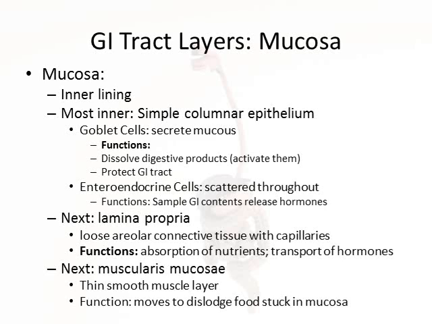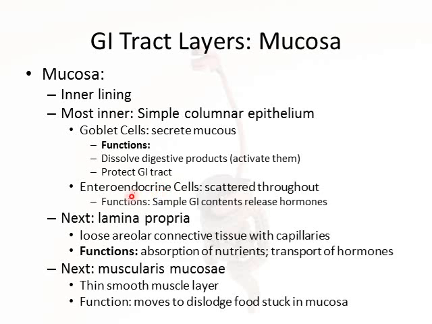it'll make sense when you look at the picture here in a sec, but the most inner layer is simple columnar epithelial tissue. Okay, you'll remember that, those column-shaped single layer cells, and most of the time this type of tissue has goblet cells, which are single cellular exocrine glands, right? They're secreting mucus, okay? So the functions of those are shown here: to dissolve digestive products, to activate them, and then also to protect the GI tract by secreting that mucus, protecting it from damaging chemicals coming into the body.